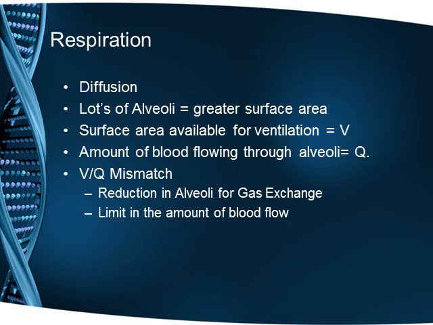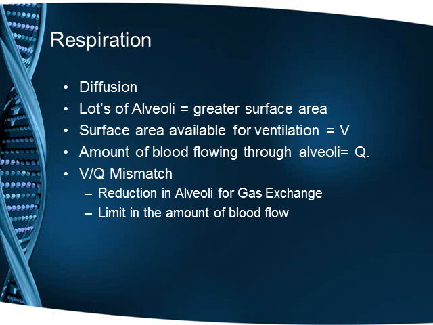So we have lots of alveoli, which cause a greater surface area. That's why when we look at these little bunches of grapes, and if we were to actually expand them out, we have a lot of area for gas exchange to take place. So the surface that's available for ventilation is what we call V. It's represented by V. The amount of blood flowing through the alveoli is Q.